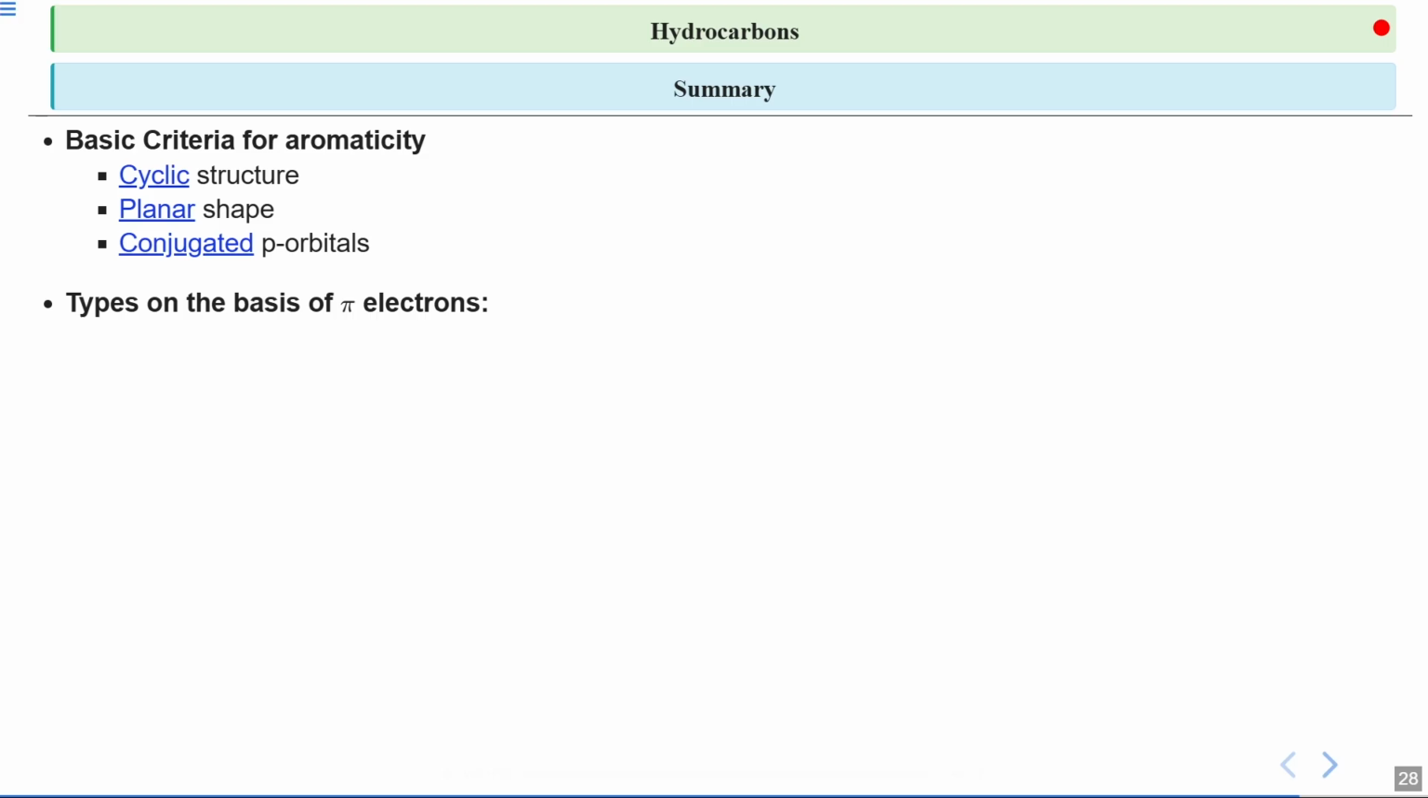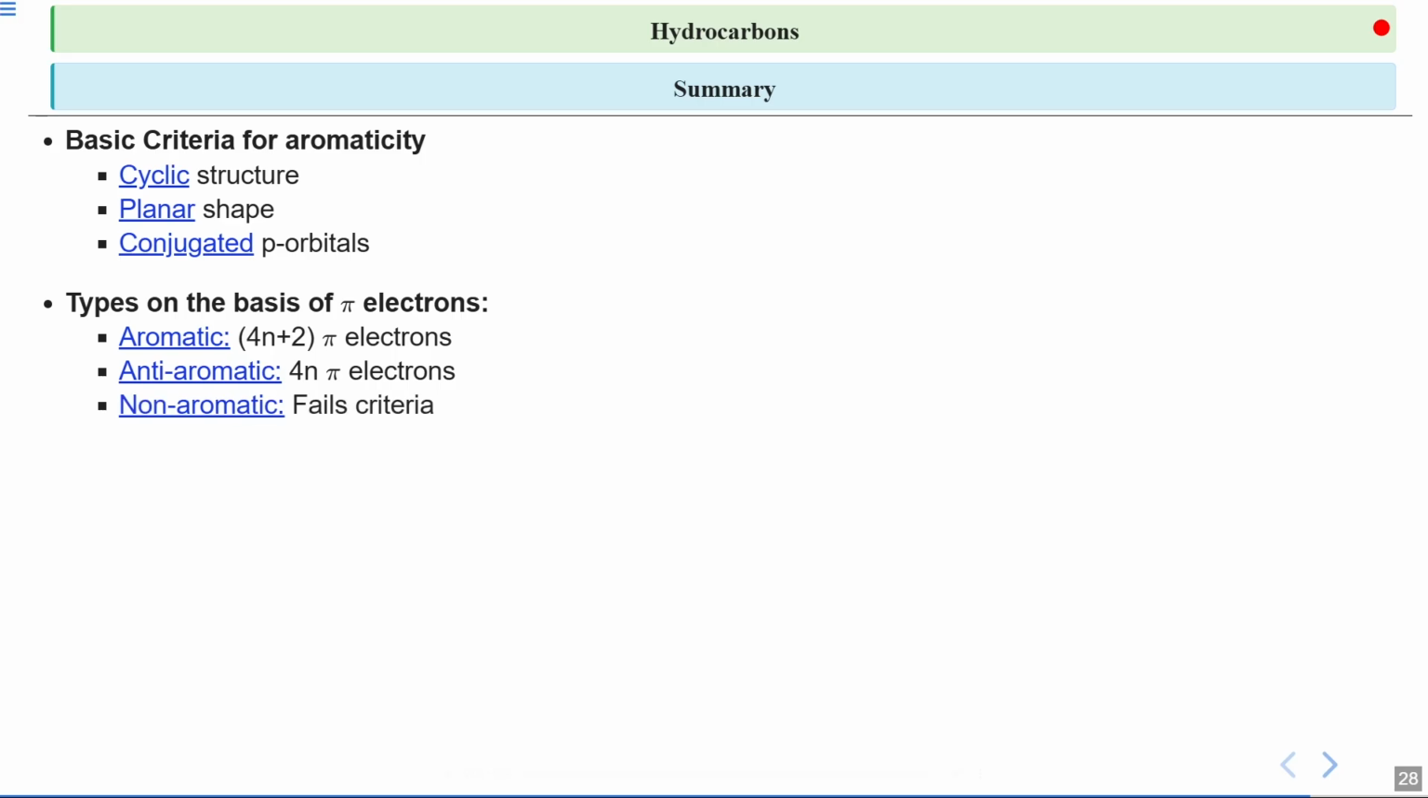Now this is the basic criteria for aromaticity, but the most important one is the number of pi electrons. If it has a 4n plus 2 pi electron system, then it is aromatic. Here n can be only a positive integer, so it can be 0, 1, 2. For example, benzene has 6 pi electrons, which means n is equal to 1. Next, if it has 4n pi electrons, that means 4n plus 2 is giving you a fractional n value. In that case, your compound will be anti-aromatic in nature. Got it?